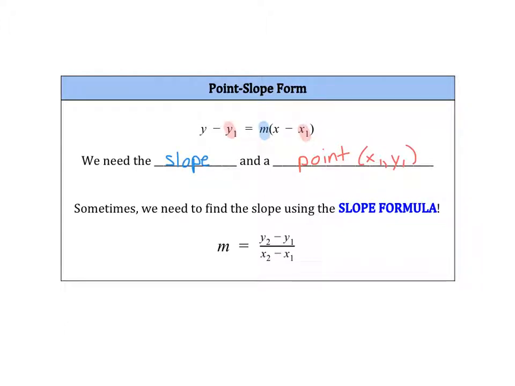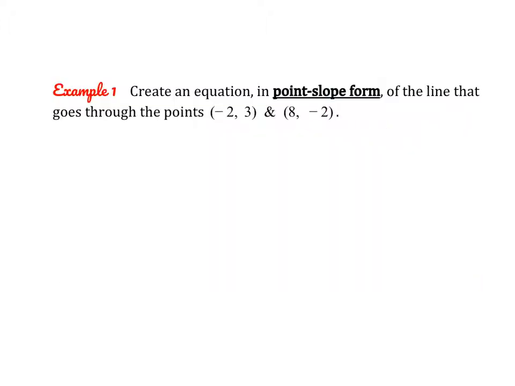Now, sometimes you will not be given the slope. However, you will be given 2 points on the graph. So we'll sometimes need to find our own slope using the slope formula, which remember is y2 minus y1 over x2 minus x1. And we do need 2 points to find this slope. So sometimes you'll have to find the slope first and then use point-slope form to create your equation.